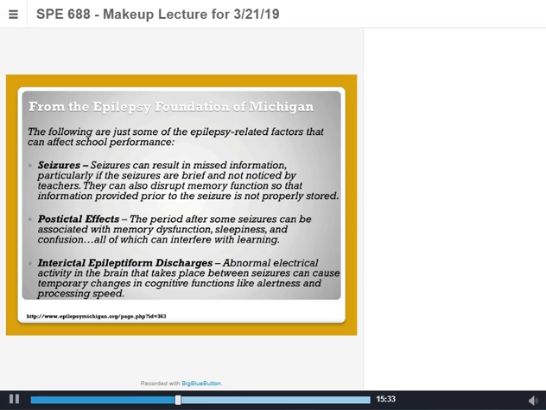And then there are interictal epileptiform discharges. This abnormal electrical activity in the brain that takes place between seizures can cause temporary changes in cognitive function, like alertness and processing speed. So all of these things can have a major impact on the student's ability to learn.